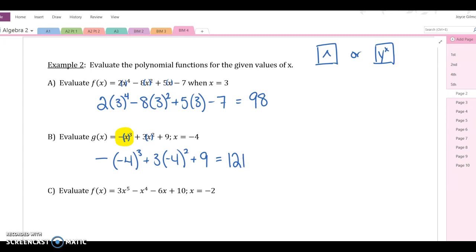Now here's the thing. If you were to enter this in your calculator without parentheses, you would get a different answer. Is 25 the same as 121? Definitely not. So make sure that you use parentheses. Parentheses are your friend.